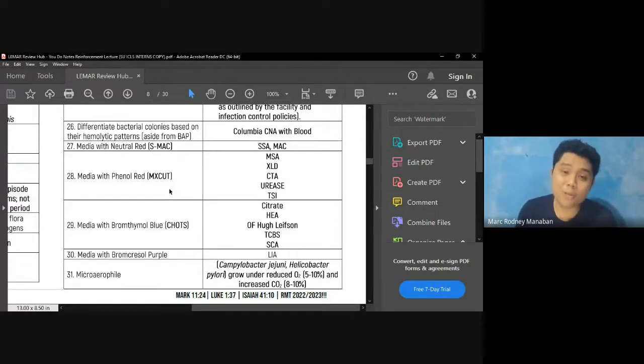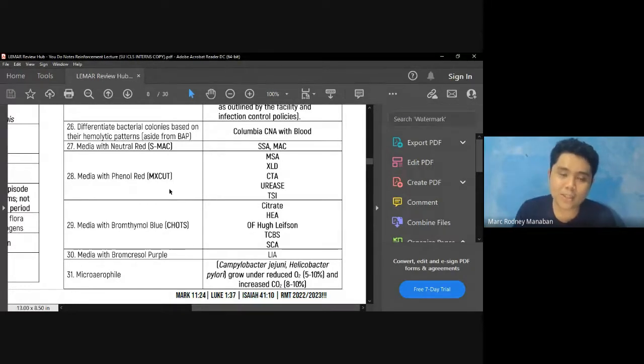Next, you have bromthymol blue, shorthand: C stands for citrate, HEA stands for Hektoen enteric, OF for oxidation-fermentation glucose, TCBS, thiosulfate citrate bile salts sucrose agar, and SCA, Simmons citrate agar, I think. All right. And the only one with bromcresol purple is LIA, lysine iron agar.